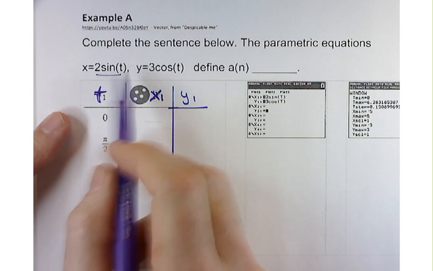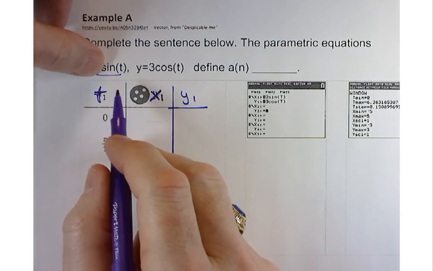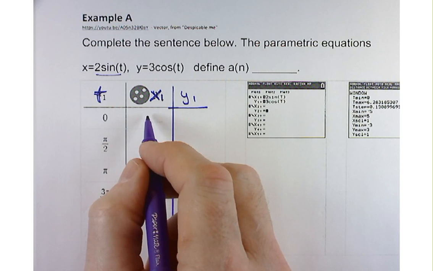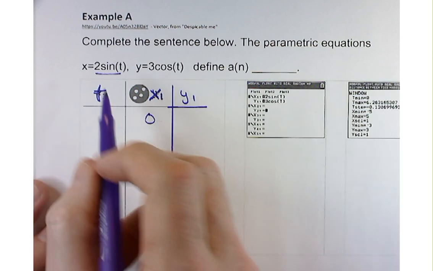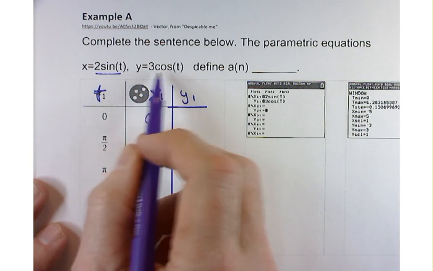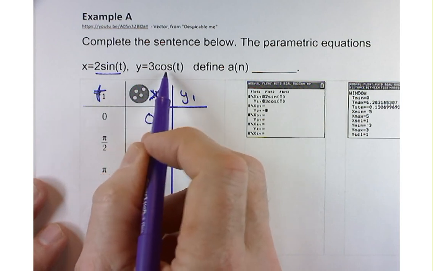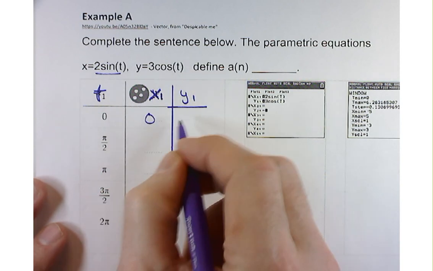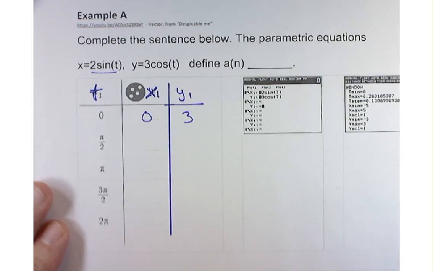What's 2 times the sine of 0? Well, sine of 0 is 0, times 2 is still 0. How about if I plug it in for y? Well, cosine of 0 is 1, times 3 would be 3. All right, so let's keep going.